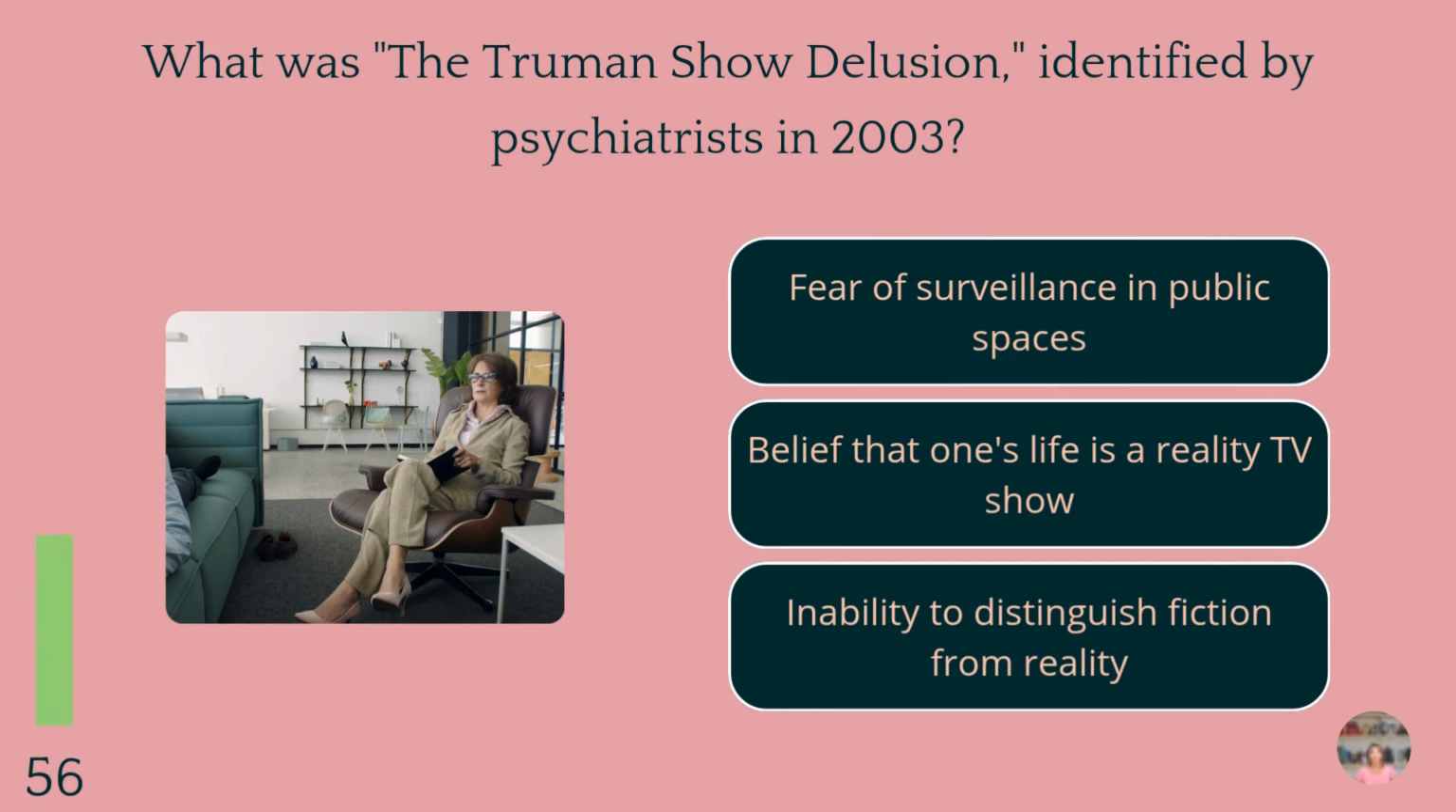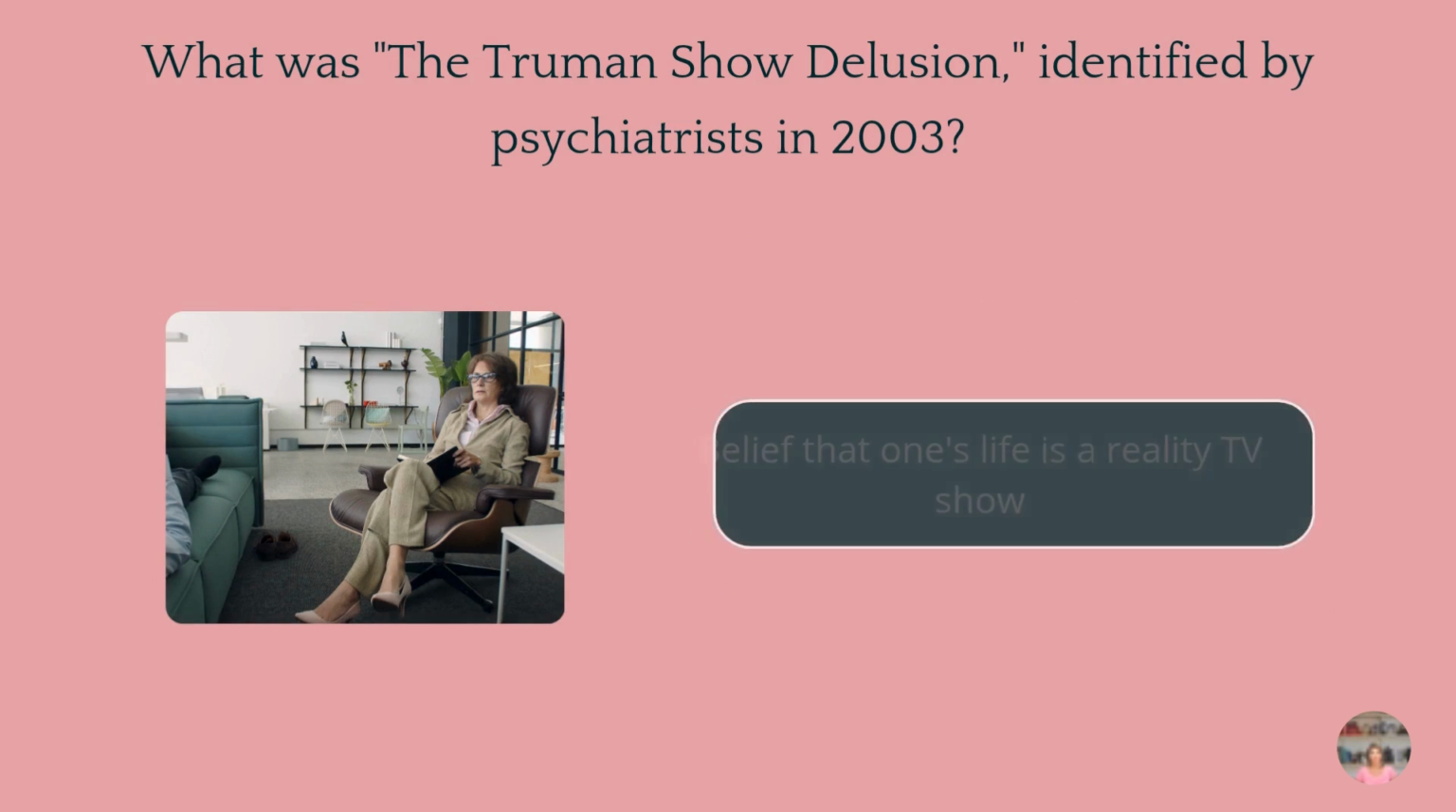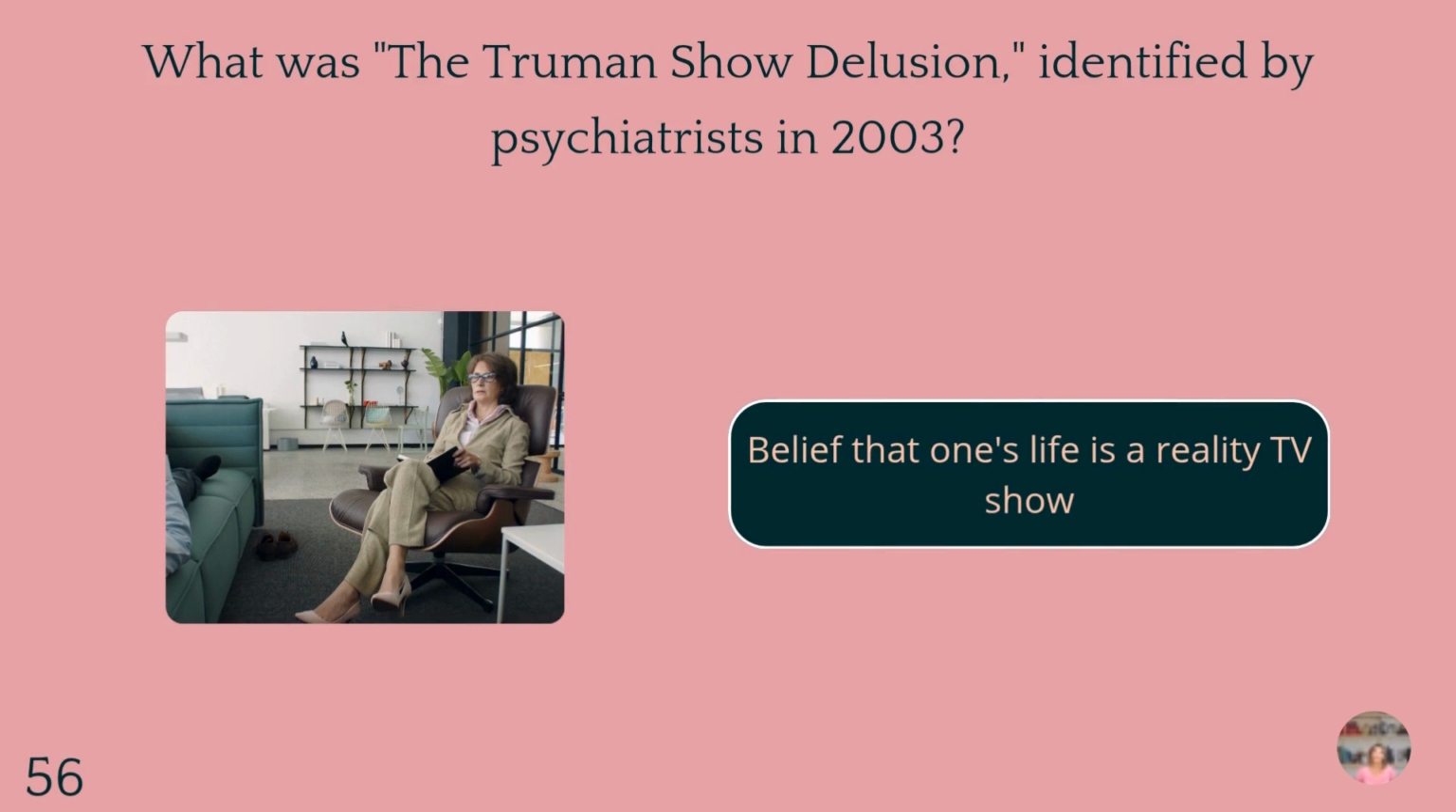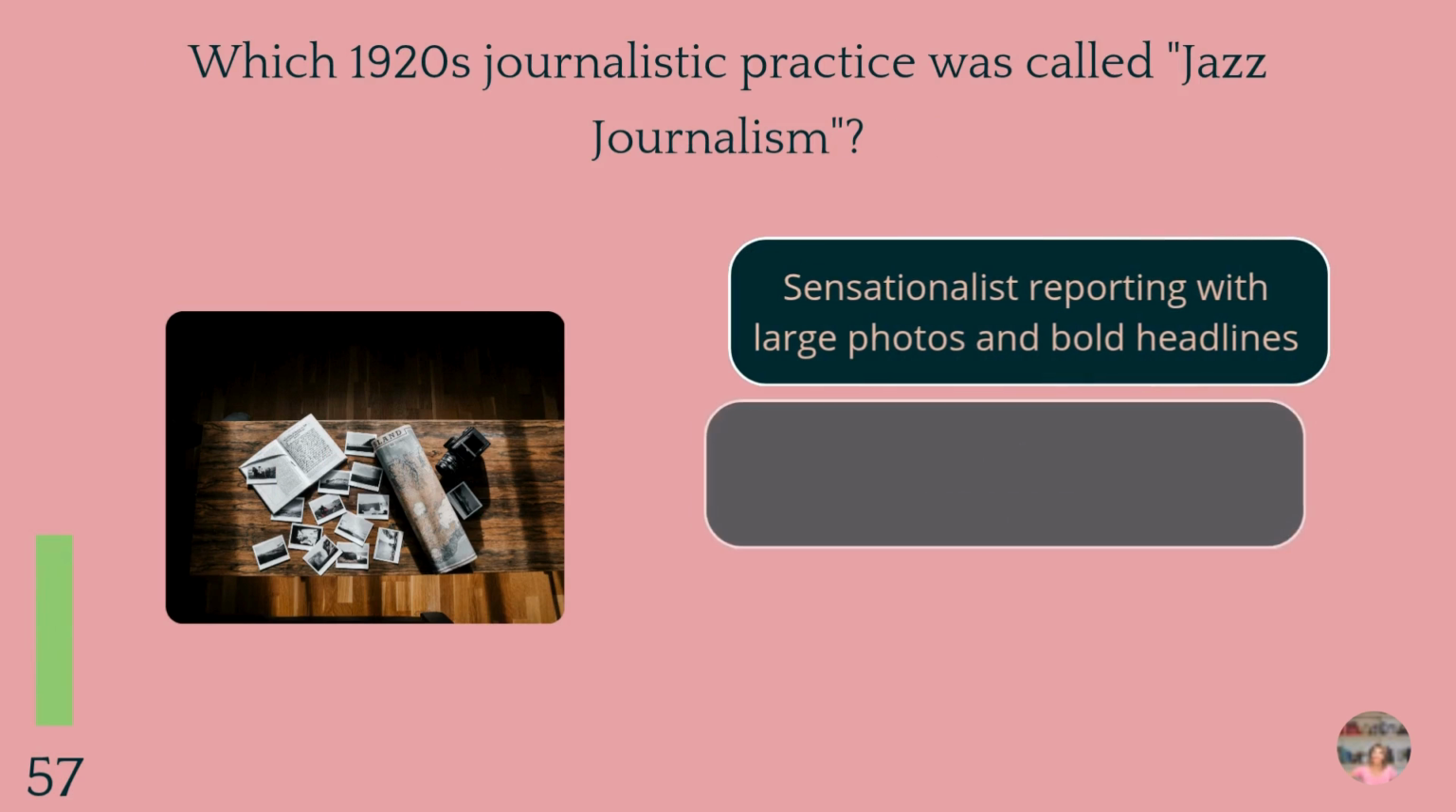What was the Truman Show delusion identified by psychiatrists in 2003? Fear of surveillance in public spaces, belief that one's life is a reality TV show, or inability to distinguish fiction from reality? Belief that one's life is a reality TV show.